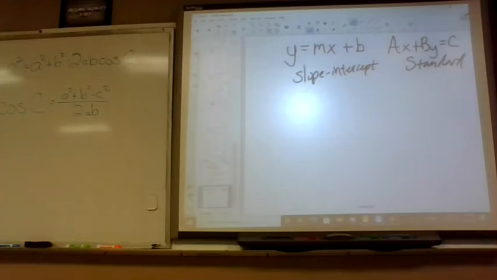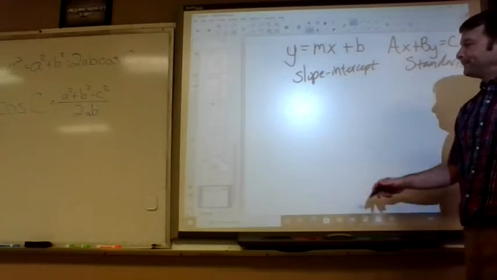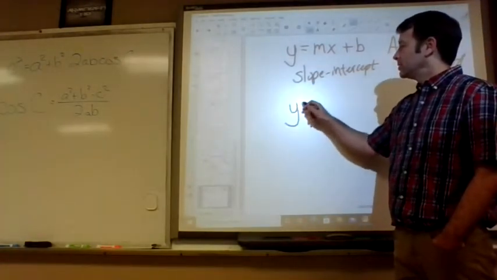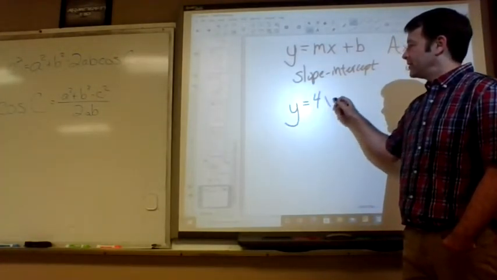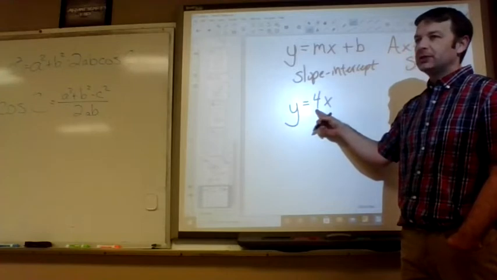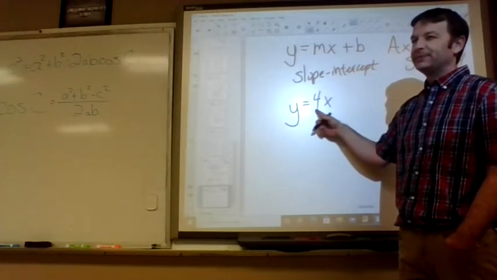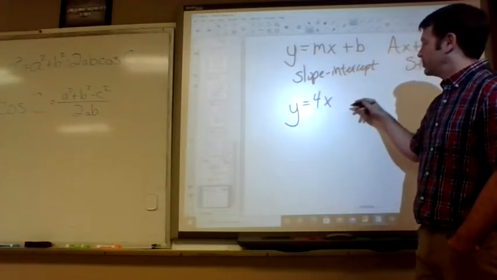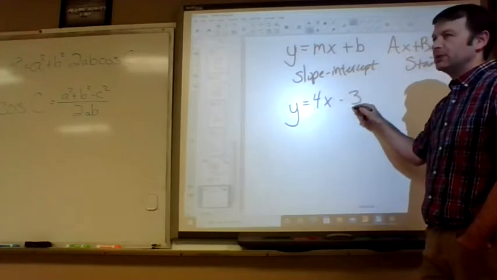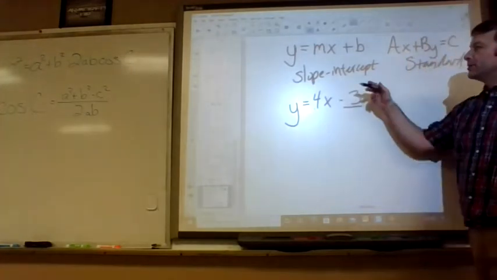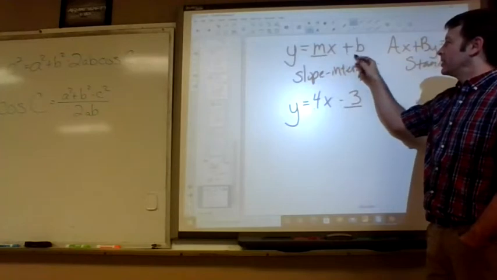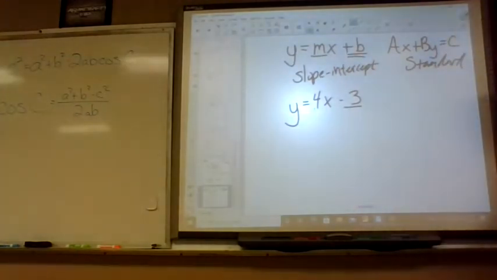Okay, why is slope-intercept form called slope-intercept form? Because the number in front of the x is the slope, and the other number is the y-intercept. So this is the slope, this is the y-intercept. That's why it's called slope-intercept form.